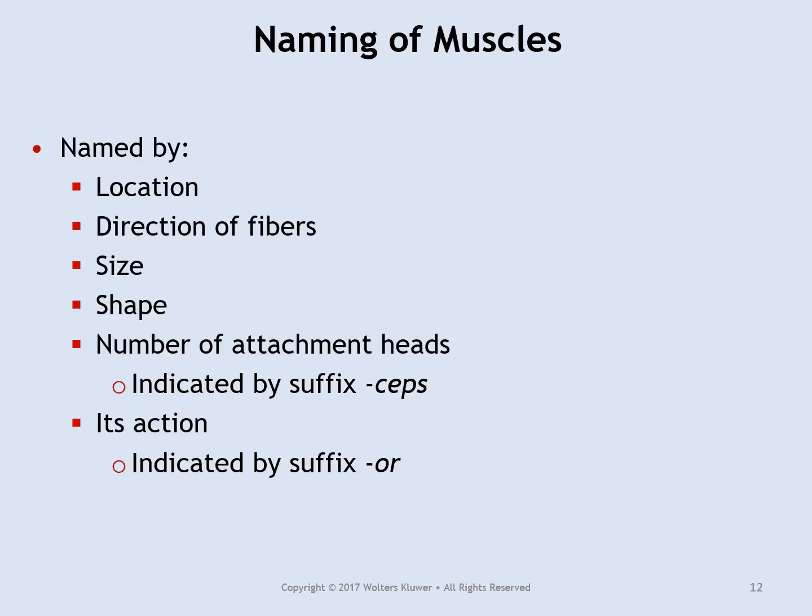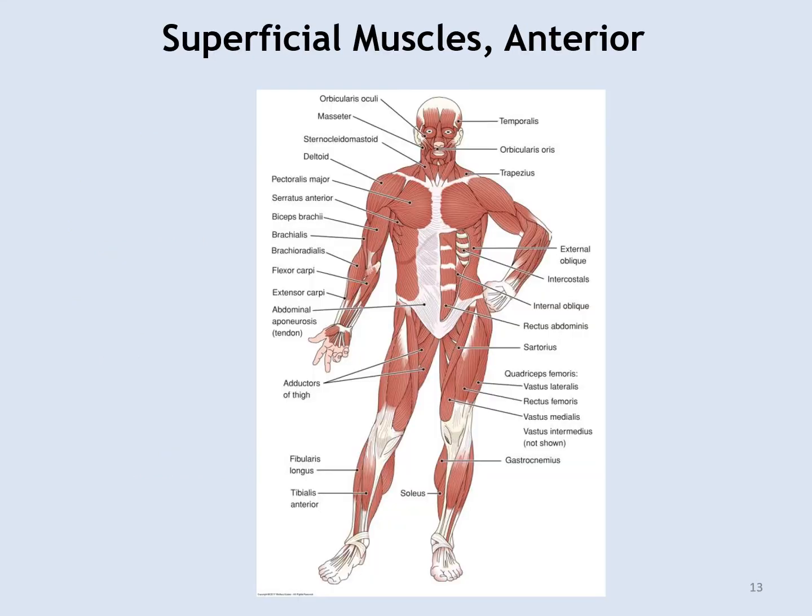So muscles are named by their location, the direction that the fibers go, the size and shape of the muscle, the number of attachment heads, and its action. All those things go together for naming a muscle. This is a diagram of the major muscles looking at the anterior view of the body. So you'll want to learn these.